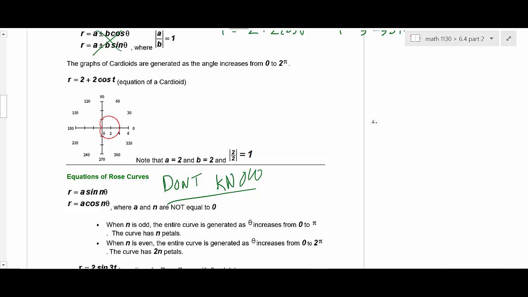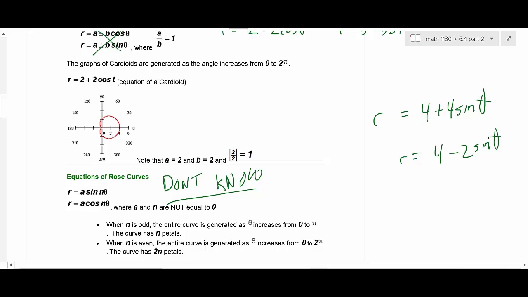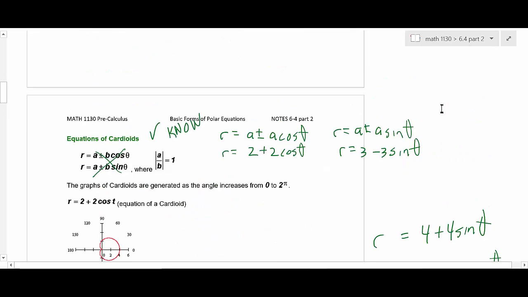So for example, on a test, if I say this, what is that? Cardioid, right. What if I do this? What if I say r equals 4 minus 2 sine theta? Then what is it? It's a limacon. That's what I want you to know. You don't have to worry about the dimpling and the convex and all that kind of stuff. I just want you to know the difference between the two, okay?